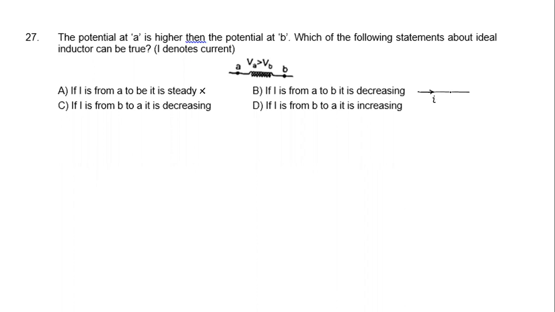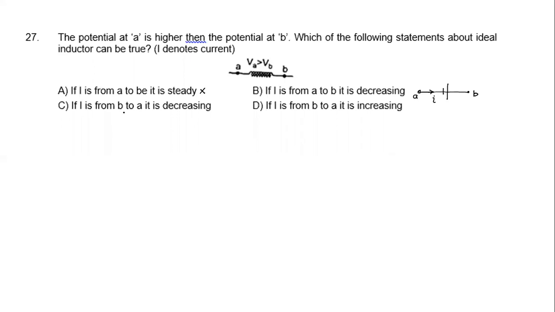If the current is decreasing, the inductor will act like a battery in the same direction. So this will be the equivalent loop in this case. Which potential is higher? B is higher, which is not correct here. Here VA has to be higher.